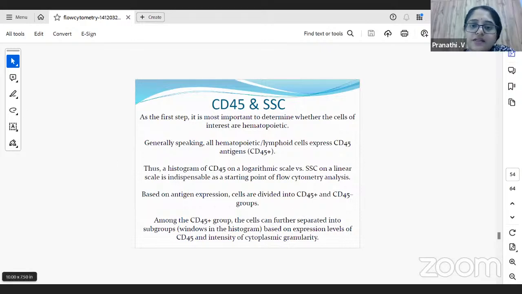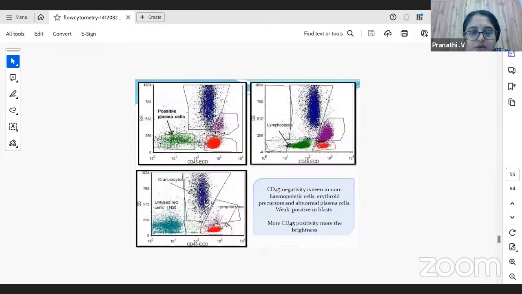So to determine whether the cells are hematopoietic, you can know after expression with CD45 antigen, then you're going to see the size of it. And according to that, they are divided into CD45 plus, CD45 minus. Then they can be separated based on the histogram that is going to come.